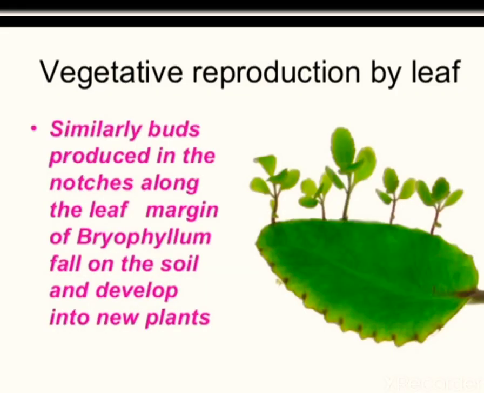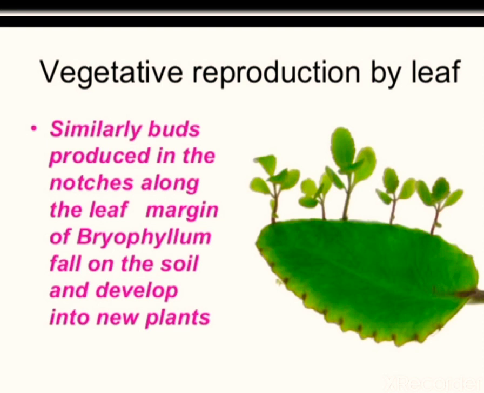Talking about vegetative propagation by leaves. Okay, so what happens? Some plants do not produce seed, and the seeds of some plants do not germinate. So such plants grow new plants from their vegetative part. Now what are vegetative parts? Root, stem or leaf of a plant is the vegetative part. So this process of growing new plants from the vegetative part of a plant is known as vegetative propagation or vegetative reproduction.